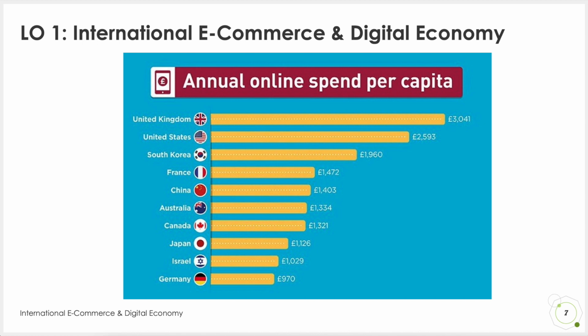This figure shows the top 10 countries which have the highest amount per capita spend on e-commerce. The UK ranked number 1 while Germany ranked number 10. We can see that even with Germany ranked number 10, the amount spent annually per capita is close to £1,000, and the UK was the only country which spent up to £3,000 per capita annually.